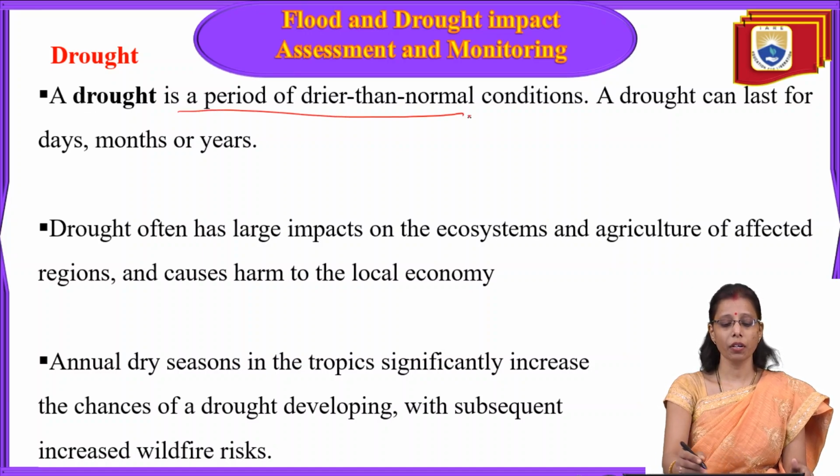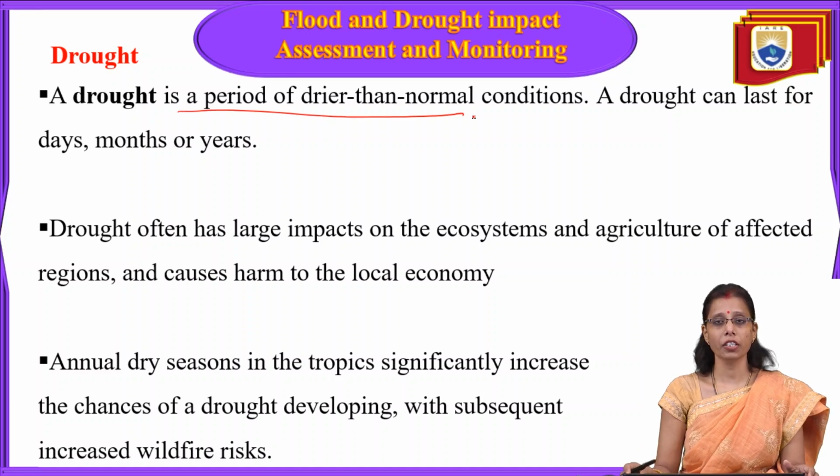So drought is a period of drier than normal conditions. It's like in the dry season, in the whole year we have a few months which are dry, like summer months, if we talk about April, May, June, these are the dry seasons.